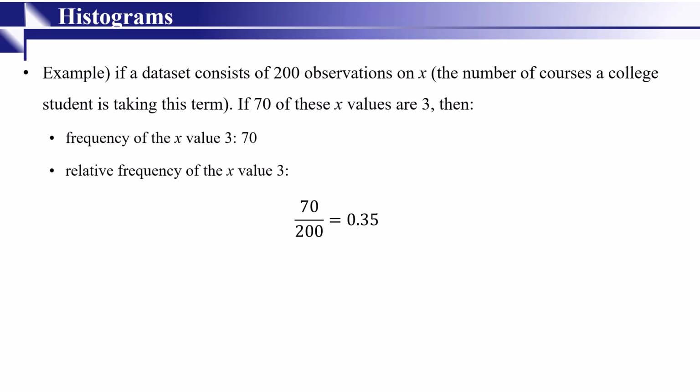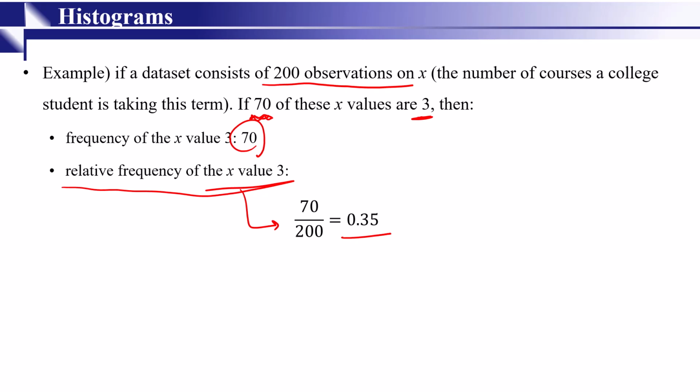So here is one example. If a data set consists of a total of 200 observations on X, for example, X is the number of courses a college student is taking this semester, and if 70 of these X values are 3, then what is the frequency of 3, right? The frequency of 3 is 70. What is the total number? 200. 70 divided by 200 is 0.35. This is the relative frequency of the value X.